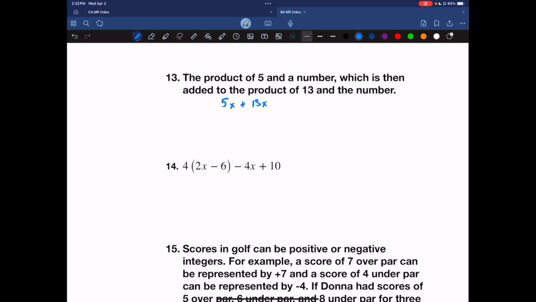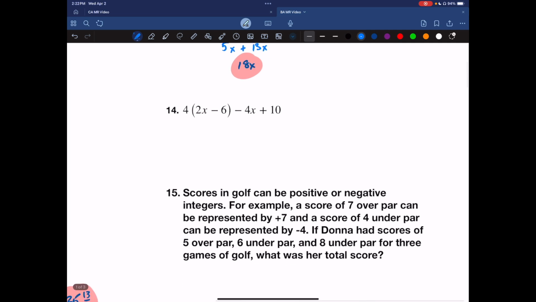Now, sometimes it tells you to go ahead and find the number. Here it didn't, but we're going to do it anyway, right? Because if you set something up like this and you have like terms, it makes no sense to leave it like that. Just go ahead and combine. So this is going to be 18x.